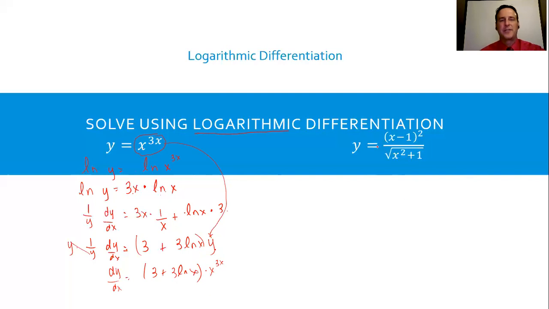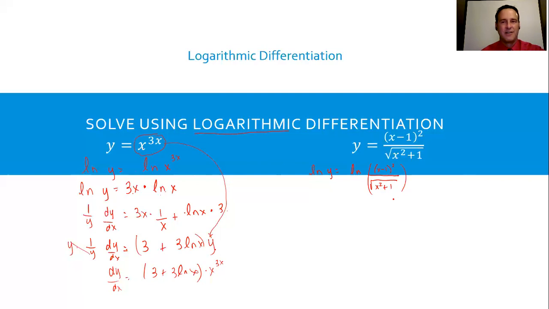Cool. Let's try it one more time. Even though I don't have powers represented with variables here, it still could be to our advantage to do it in this way. Okay, so let's do this. Let's do natural log of y is equal to the natural log of this beast in the back here. So x minus 1 squared. And then this is x squared plus 1.